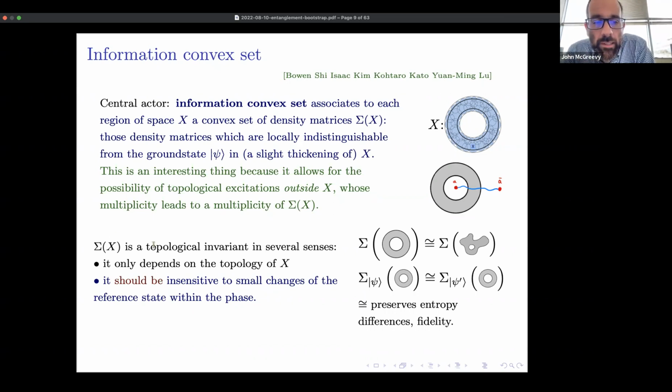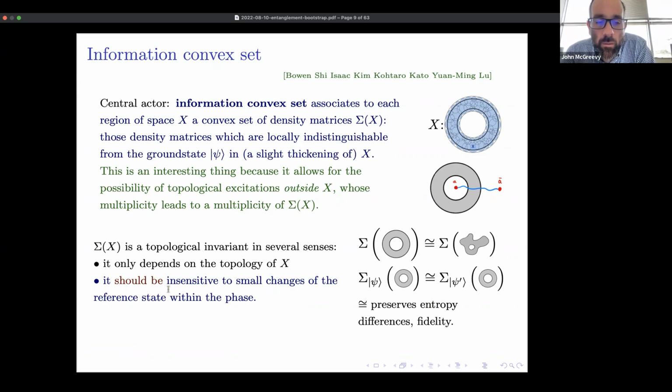And this information convex set is a topological invariant in several senses. Well, provably, it only depends on the topology of X, in the sense that the information convex set of some region is isomorphic to the information convex set of any region that's related to it by adding or removing small balls. And what I mean by isomorphic here is that the structure as a convex set is the same, and also the entropy differences between, let's say, extreme points of the convex set are the same, and fidelities are the same. So it's as the same as you could want for these convex sets of density matrices.